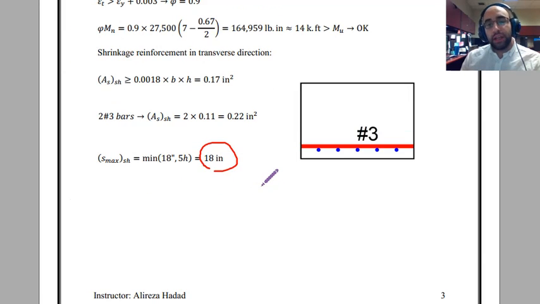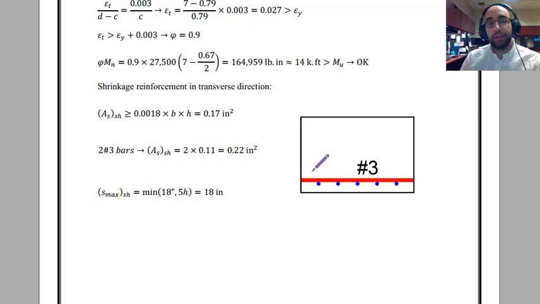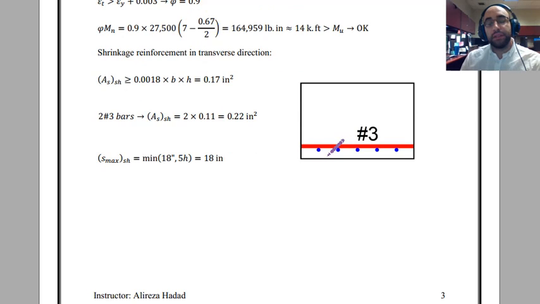And also note that the shrinkage reinforcement, I'm showing that with red, that is in the transverse direction. It is not in the flexural direction or in the load distribution direction. It is in the transverse direction. That's why I showed the length of it instead of the cross section of it. If I want to show the cross section, I have to see the other side of the slab. The blue bars are the flexural reinforcement, and this red bar is the shrinkage reinforcement in the transverse direction.